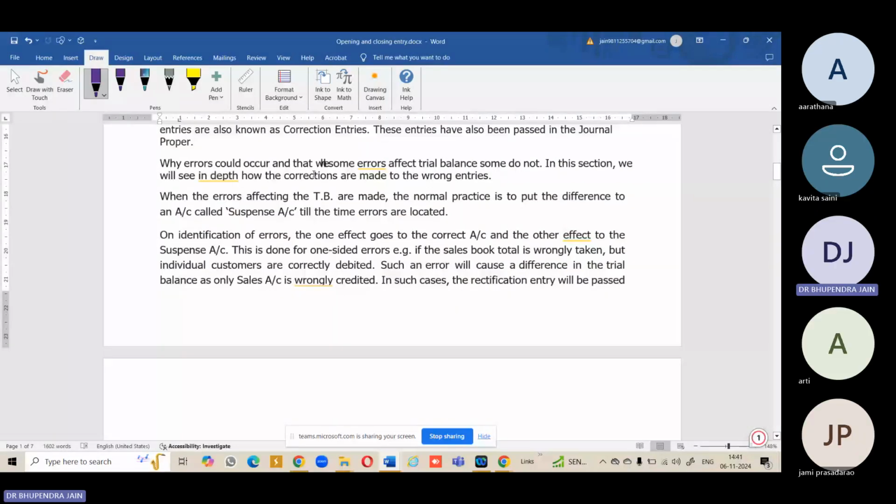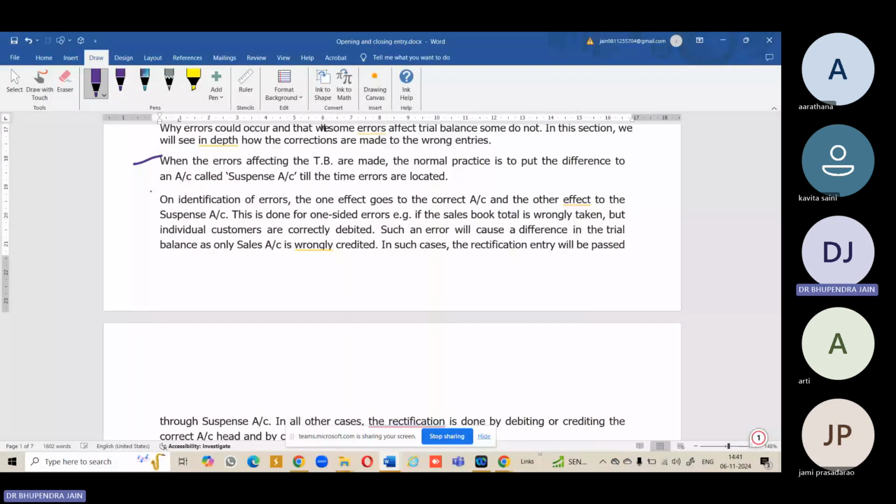And what will be the effect in the balance sheet or the trial balance? In this section, we will discuss in depth how corrections are made to a wrong entry. First point: when errors affecting the trial balance are made, the normal practice is to put the difference to an account called suspense account, till the time the error is located.